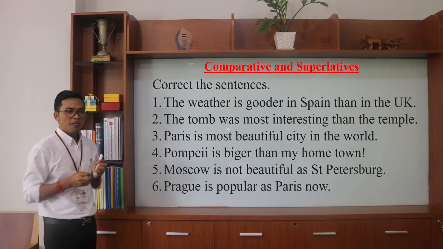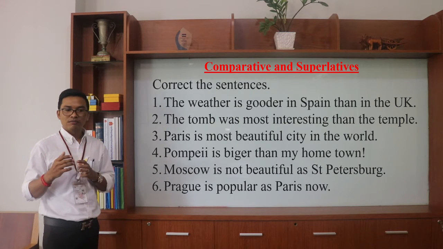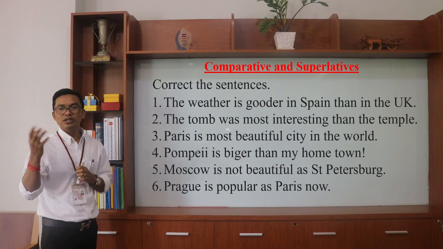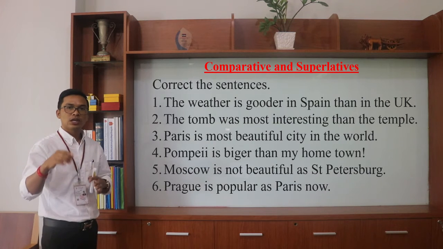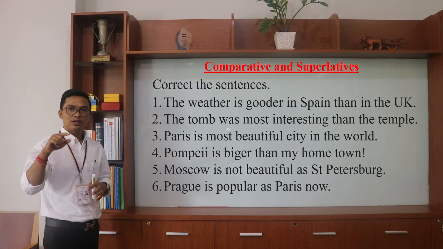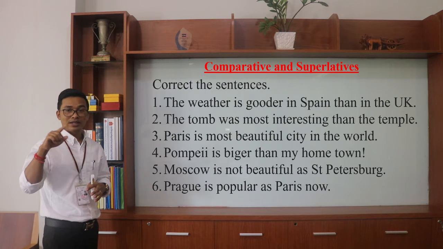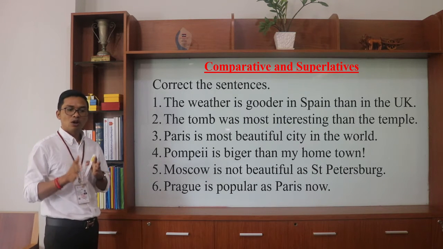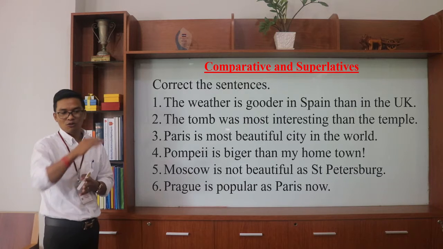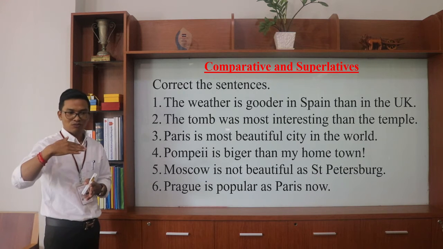And then number 2, interesting than. You see interesting than? The comparative form is subject plus to be plus more plus adjective plus than, right? Alright, so here we should use more interesting than. So cross out most and then you put more.